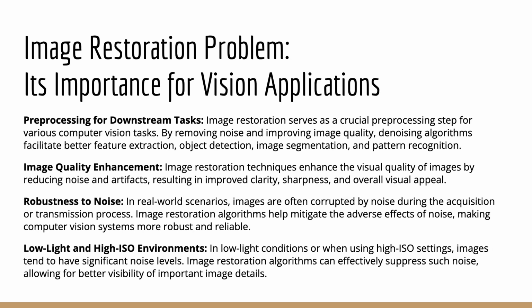the ground truth image. And this is very important for vision applications since in various cases we must pre-process our image to get good performance, for example, for object detection, feature extraction, or segmentation. It also enhances the quality of the image. It sharpens it and it makes some details more visible. It makes our vision algorithms more robust to noise, and in low light or high ISO environments, it is very important to suppress the noise since in such environments the SNR is very low.